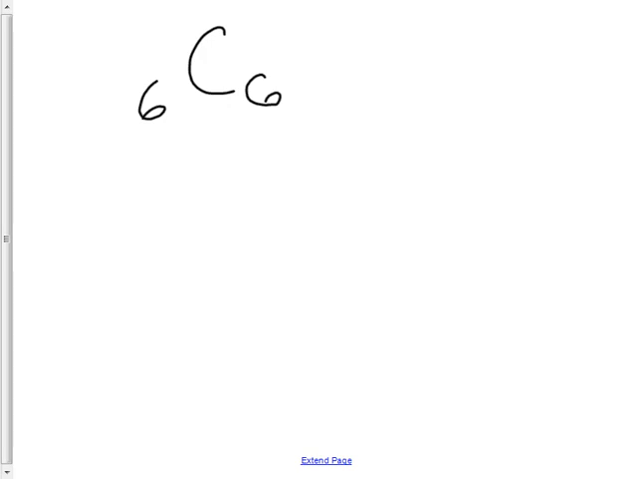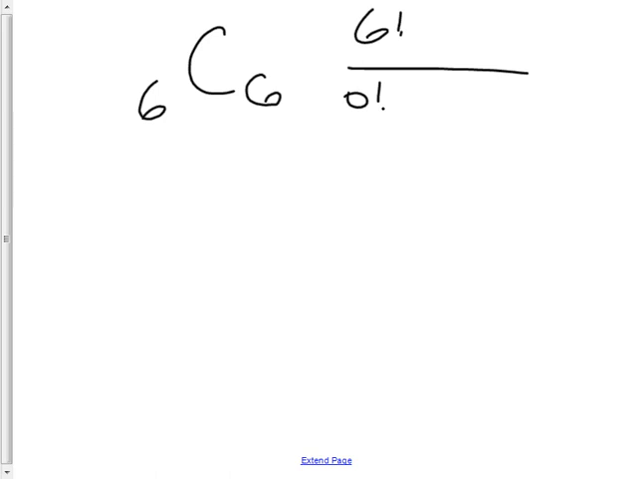Just go back to the system. What goes on top? 6 factorial. What goes on the bottom? 6 minus 6, which is what? 0 factorial. And I know you're thinking that that means it's 0, but it's not 0. 0 factorial is 1. Very good.